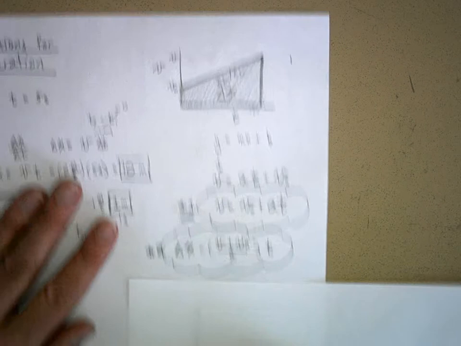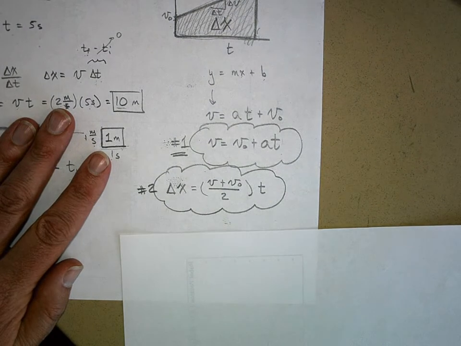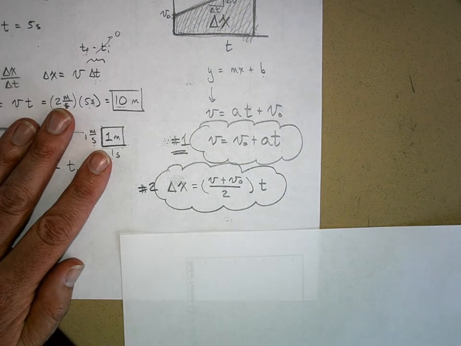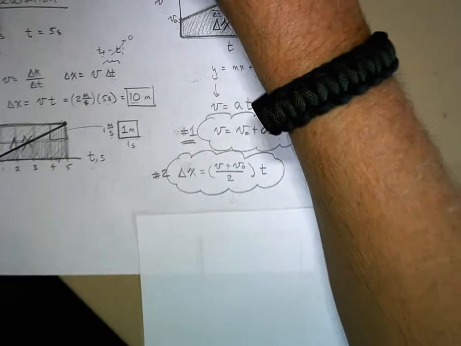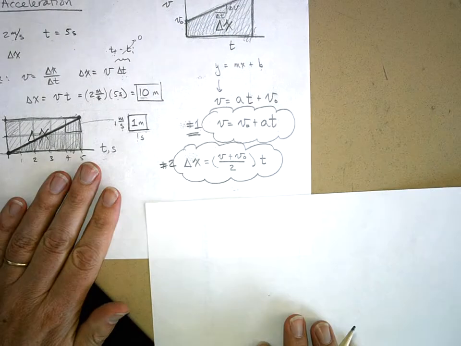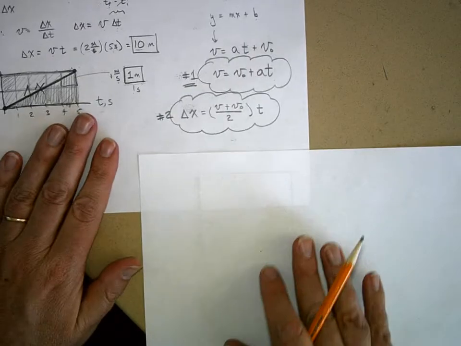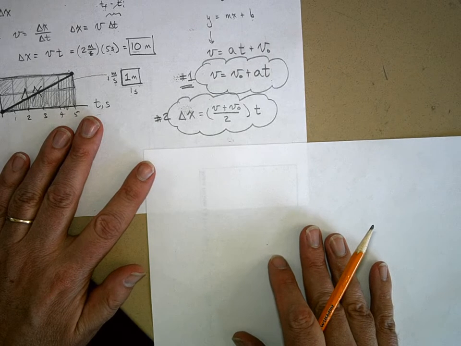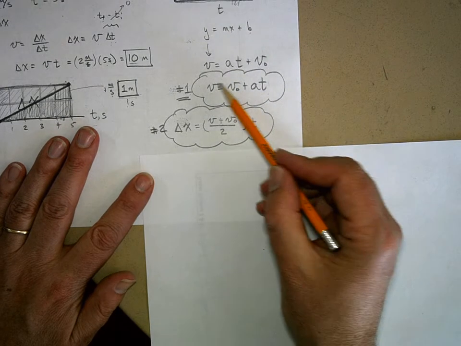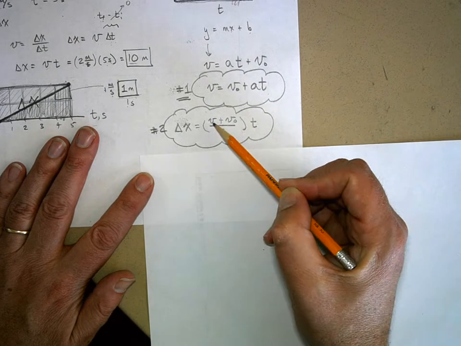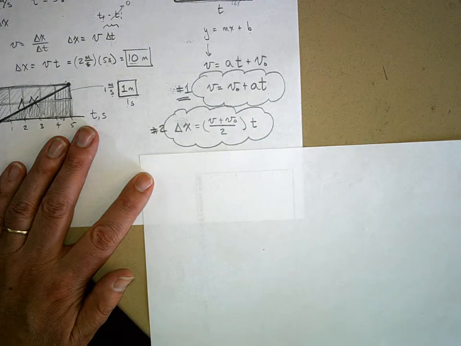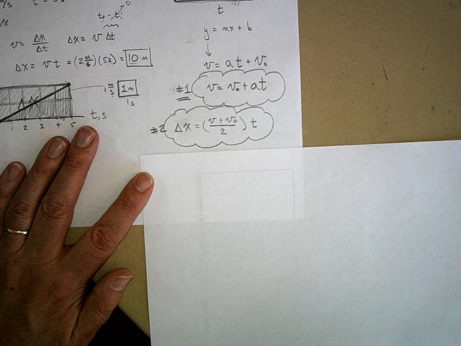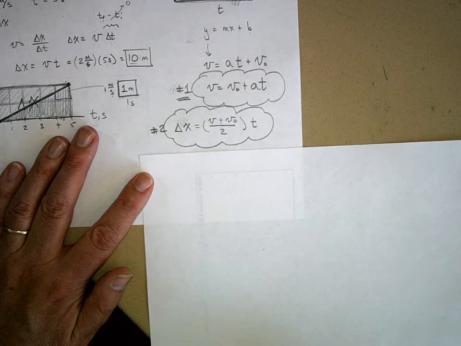Okay, so let me zoom out a little bit more. Oh, I'm going to have to lift this up so you can see them. What I'm going to do now is substitute equation 1 into equation 2. That is, what I want to do is develop an equation that doesn't have the final velocity in it. Okay? So it's just a substitution.